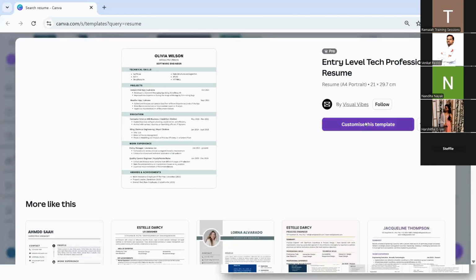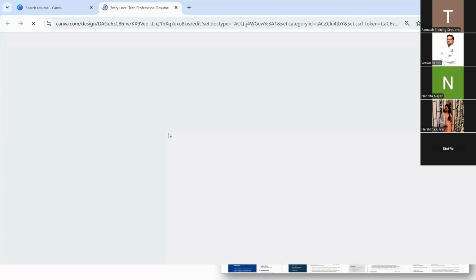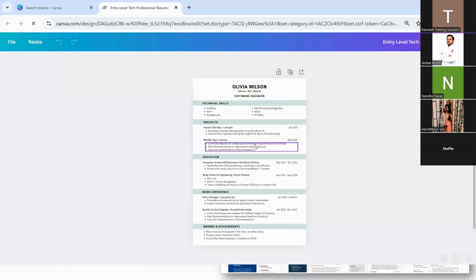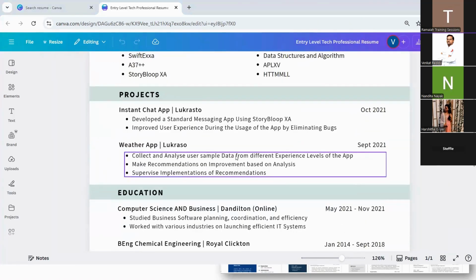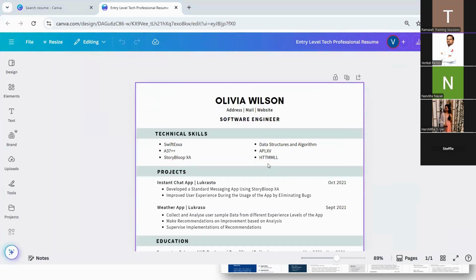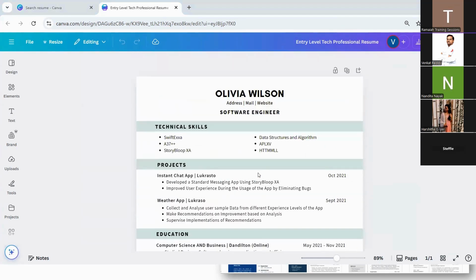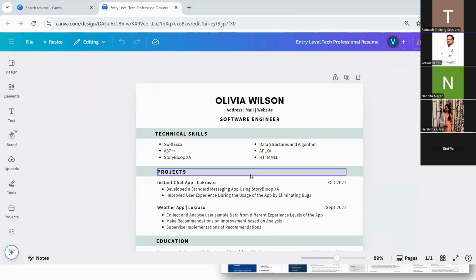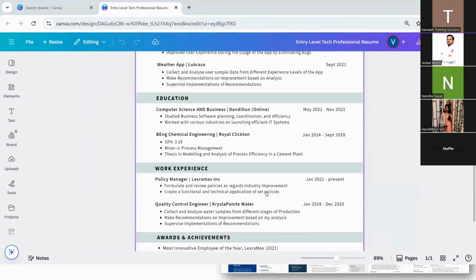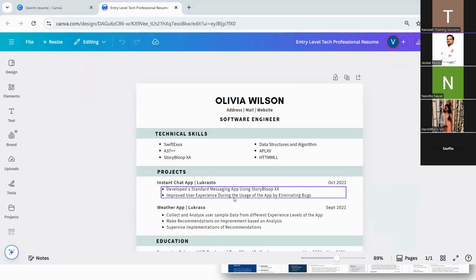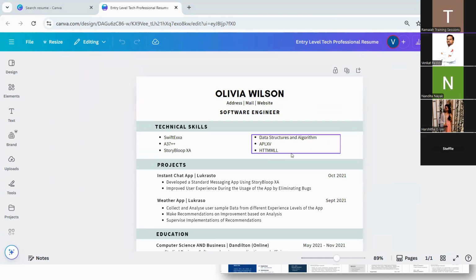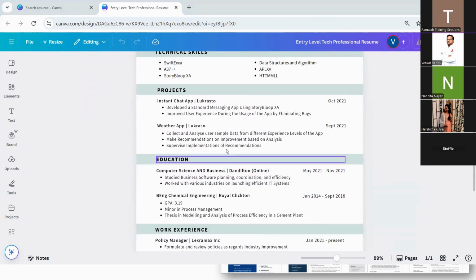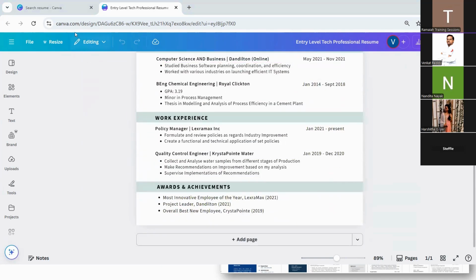So try to use already given designs, already given colors, so that you are just filling in your information. Usually these are application tracking system friendly. Whatever the application tracking system is looking for, those are already taken care of in these kinds of CVs. Okay. And the colors that they use are also somewhat universally accepted professional colors.